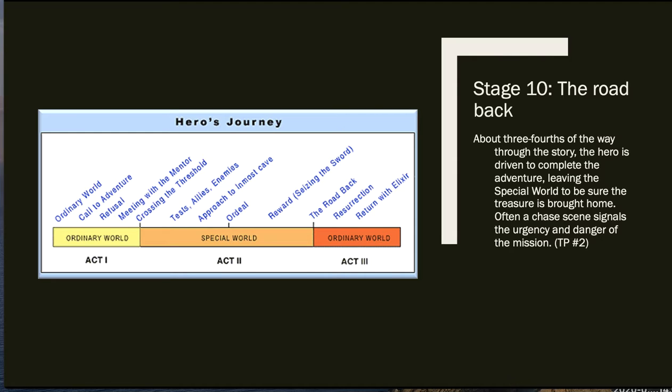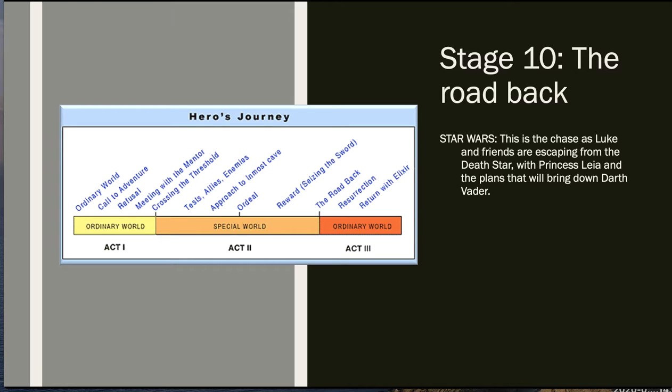So the road back is not safe. The road back is not easy. It is designed to be one more big challenge for your hero. And a hero can be male or female.